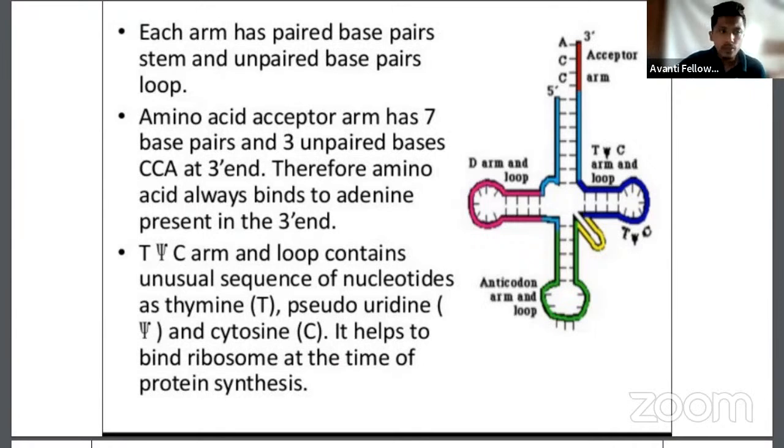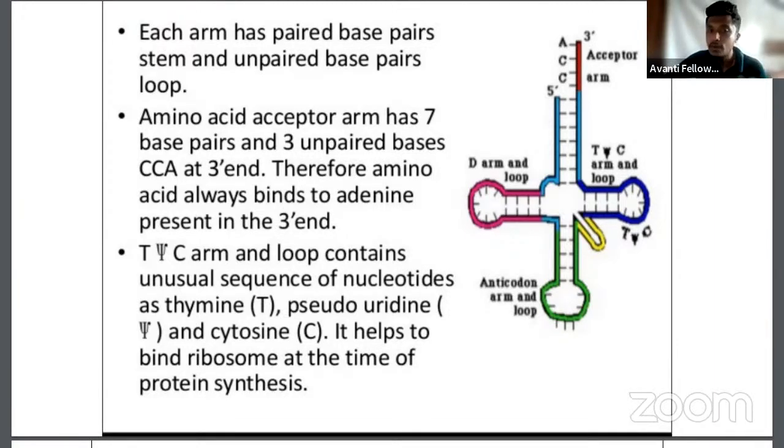Now, coming to the T psi C arm. This is our T psi C arm, which is towards the right side. They have a very unusual sequence. Basically, it is thymine, pseudouridine and cytosine. This is very important. So the constituents of your T psi C arm are 3. What are those? One is thymine, the next one is pseudouridine, and the next one is cytosine.